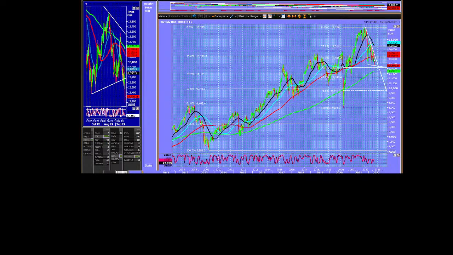That's probably going to confirm that we've broken that trend line, the lower trend line of the triangle, and we're headed towards the weekly or the 500-week moving average at 11,750. It's probably going to be 11,800 to 11,750. That is my real target in the DAX. That's where I think we're going.